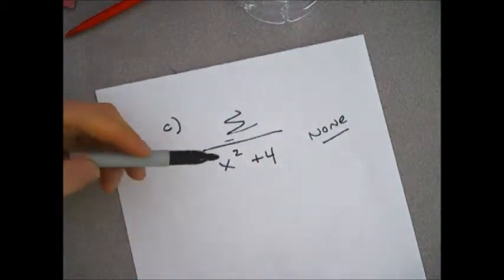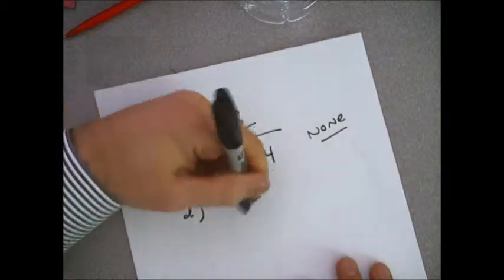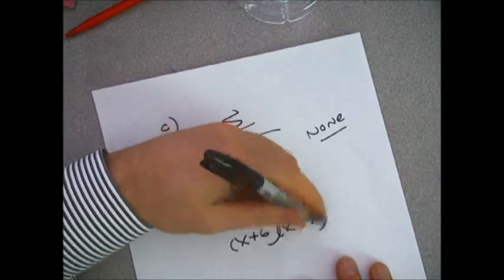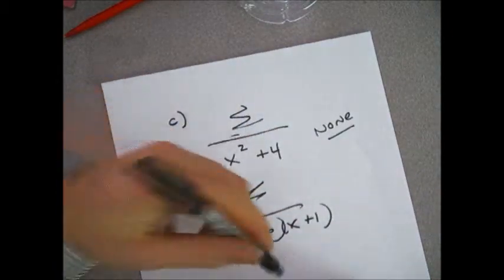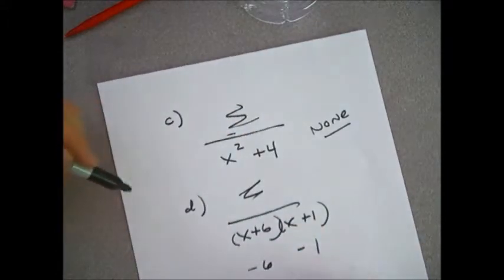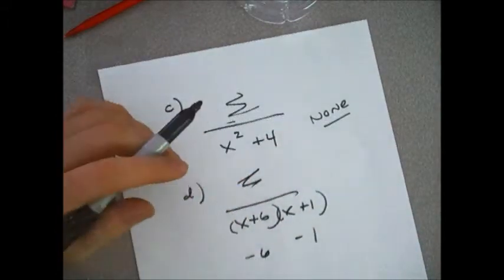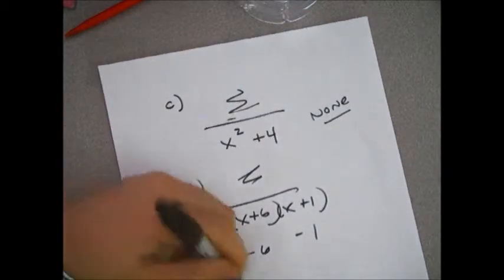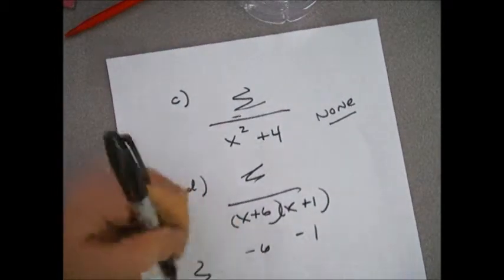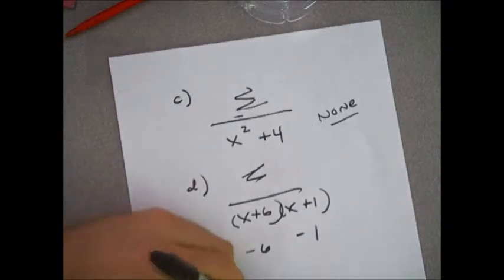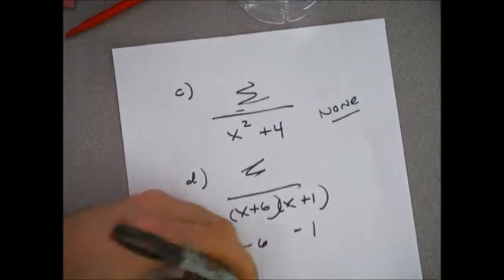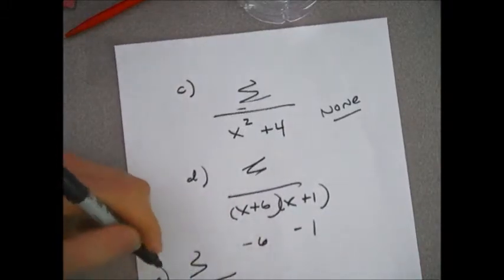D, factor that, and that would give you on the bottom 6 and 1. x plus 6, x plus 1. Now, negative 6 and negative 1. Okay. Part E, you factor that. So again, you have stuff over, what do we get on the bottom? 2x and x. Put a 3 and a 2. Plus and plus. Just break up the difference.